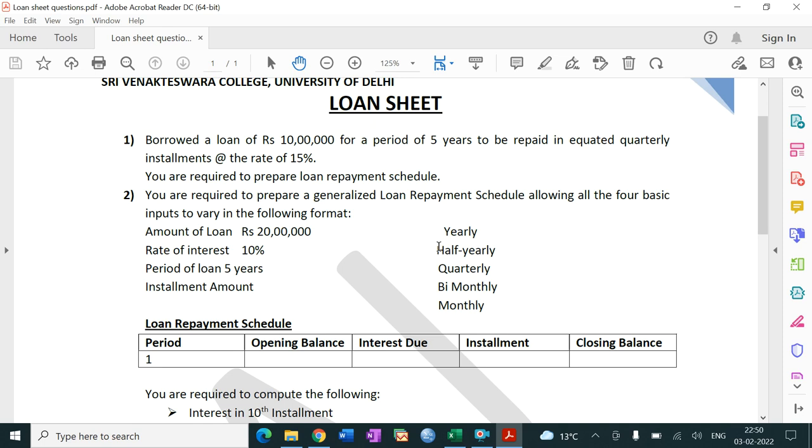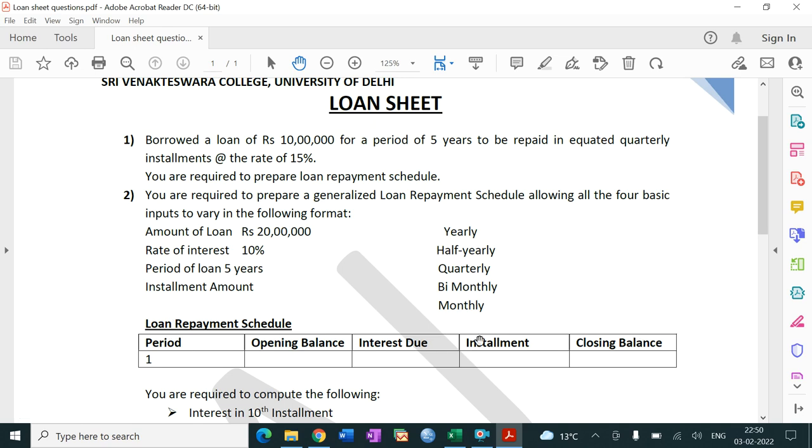So in this case, we need to take the help of these periods, right? Yearly, that is one time in a year. Half yearly means 2 times in a year. Quarterly means 4 times in a year. Bi-monthly means 6 times in a year, right? And monthly means 12 times in a year.